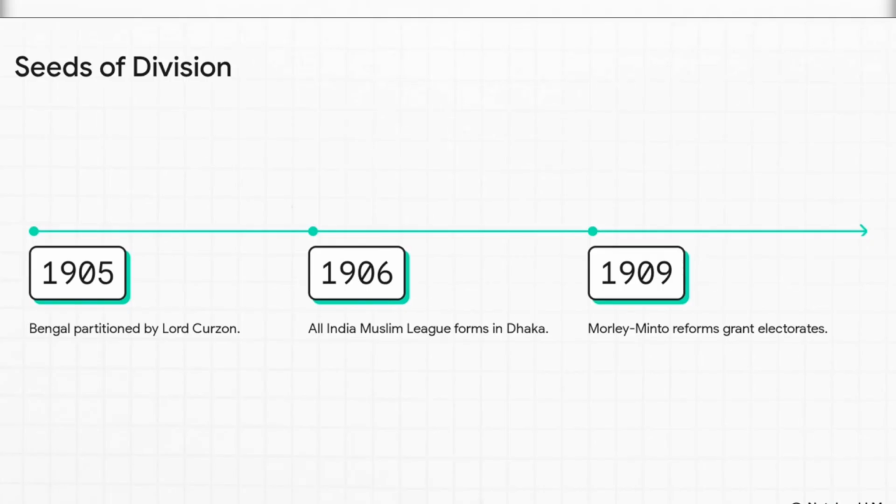So right at the turn of the century, the British Empire was facing a solidly united Indian resistance, particularly in Bengal. Realizing that the old divide-and-rule playbook was absolutely their best defense, Viceroy Lord Curzon controversially partitioned Bengal in 1905, right along religious lines. And this deliberate split triggered an immediate chain reaction. Within a year, the All India Muslim League was formed in Dhaka, and by 1909, the Morley-Minto reforms were passed, handing them a massive political victory.